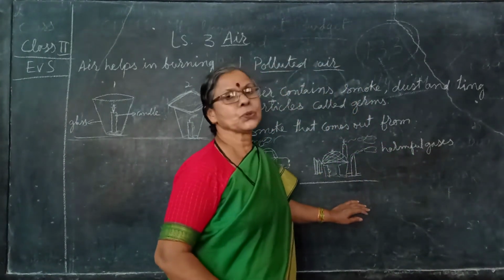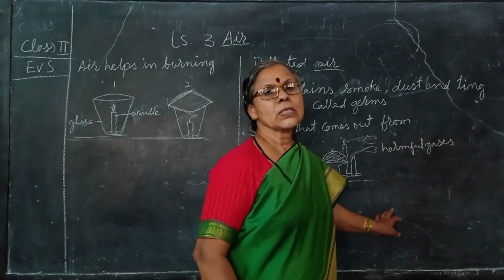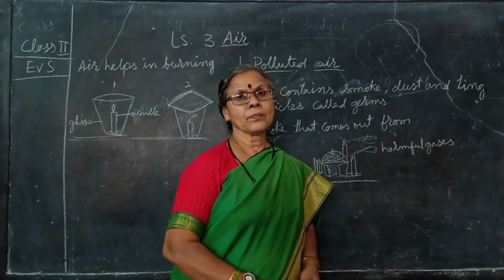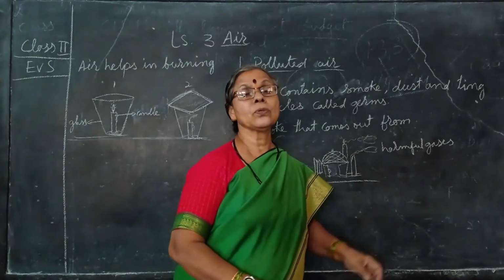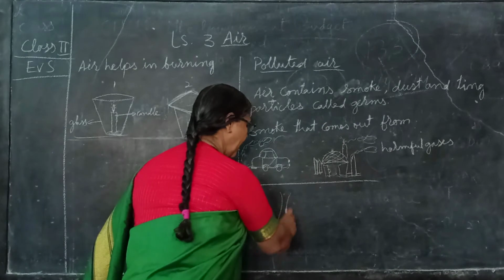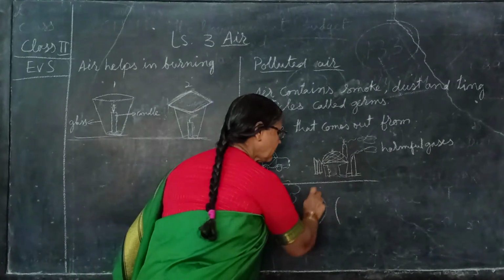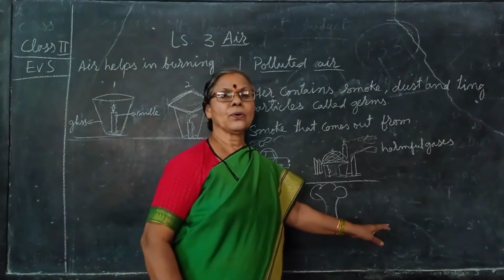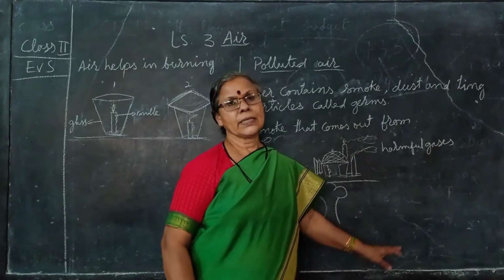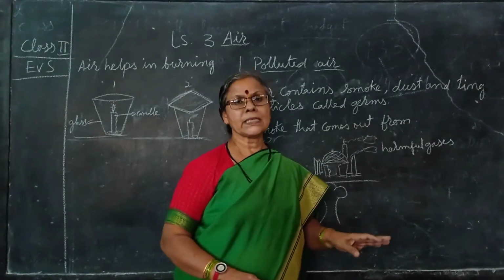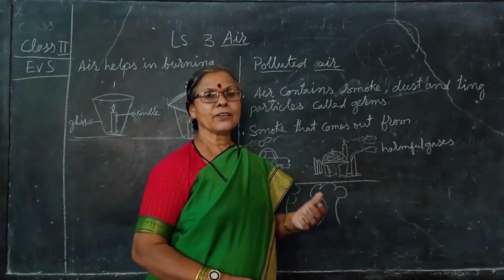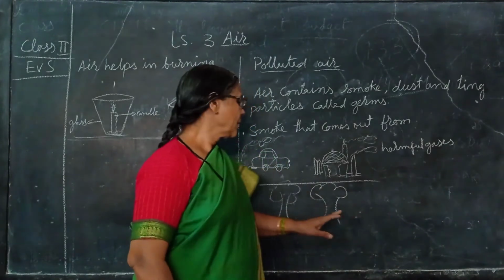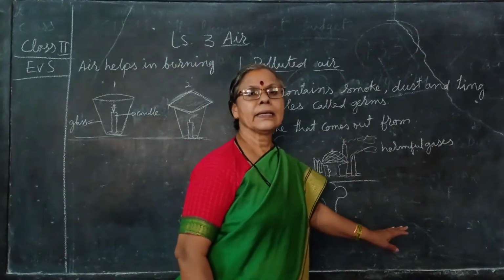So what do we have to do to control this air pollution? We have to plant more and more trees around our houses, and around the cities also. Trees clean the air. That's why sometimes we go to gardens where many trees are there, and we breathe fresh air. If more trees are there, we get more fresh air. Trees clean the air.